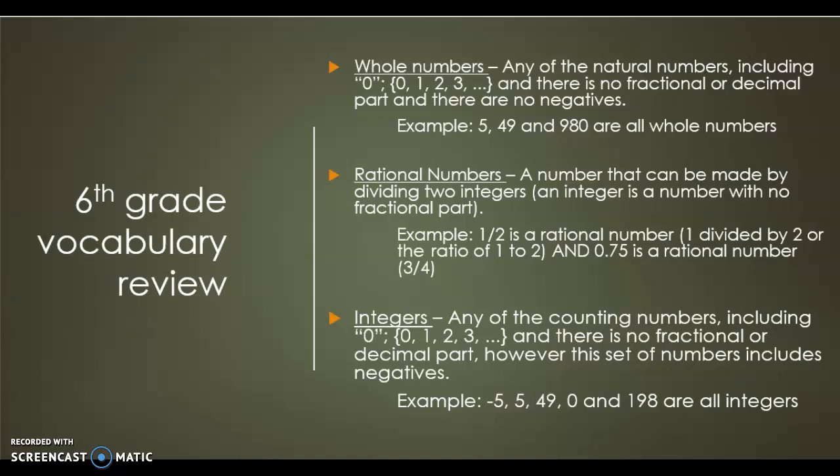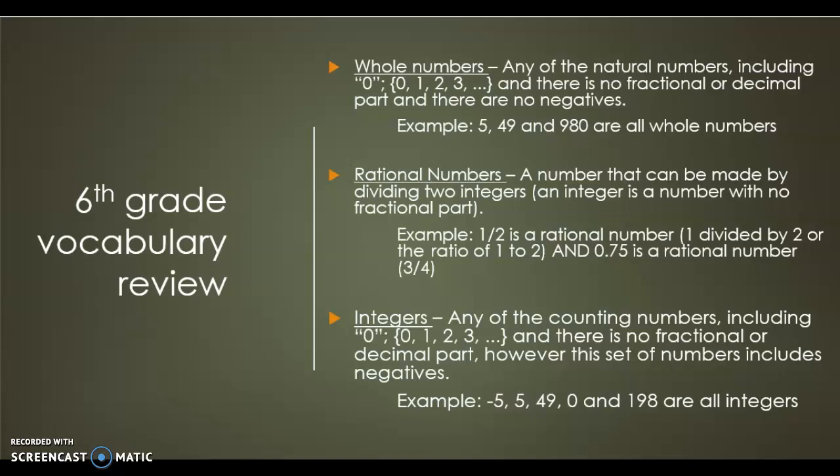So your rational numbers, those are going to be any number that can be made by dividing two integers. An integer is a number with no fractional part. So the example that we have here is 1 over 2 is a rational number because 1 divided by 2, or the ratio of 1 to 2. And 0.75 is a rational number, also could be written as a fraction, 3 over 4. Now, let's think about this. Any number can be made into a rational number. So say the number 1. As long as I put 1 over the number 1, 1 over 1, that is a rational number. What about the number 6? 6 over 1, still a rational number, but can be phrased as a fraction.